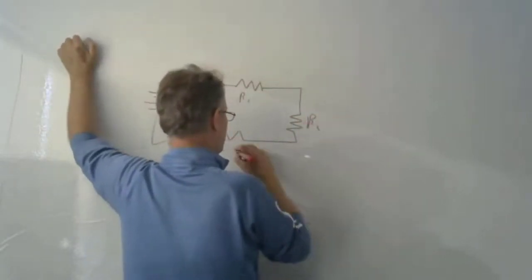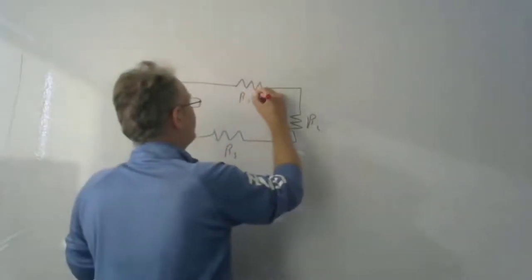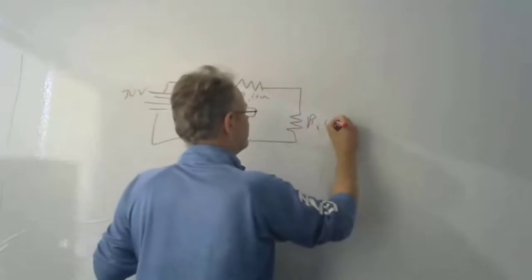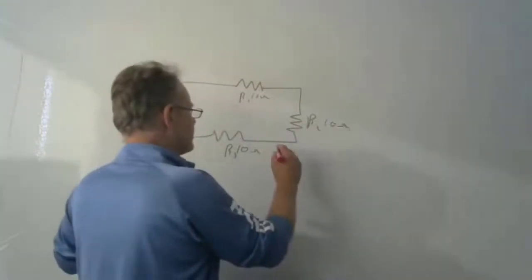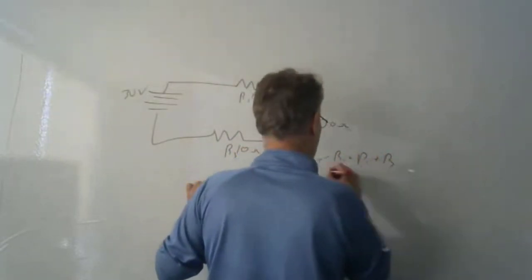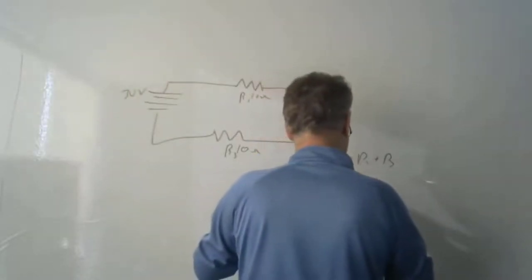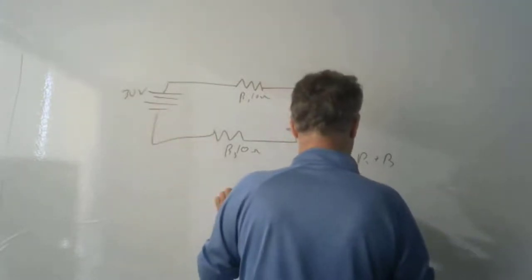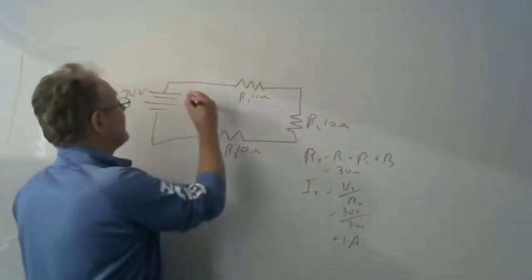R1, R2, R3. Now I'm going to calculate the current. I'm just going to write really simple: 30 volts, and 10 ohms, 10 ohms, 10 ohms. Okay, good. Let's do some real quick, simple math. RT equals R1 plus R2 plus R3, and in that case that's 30 ohms. We know IT is equal to VS divided by RT, so I've got 30 volts divided by 30 ohms, and I've got 1 amp. So I know there's 1 amp going through here, and I'm going to label that.